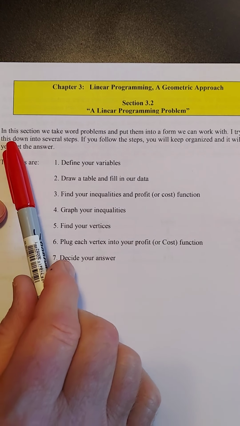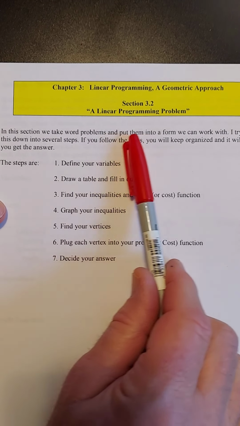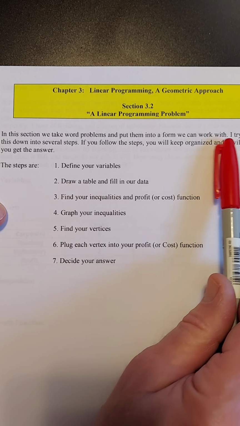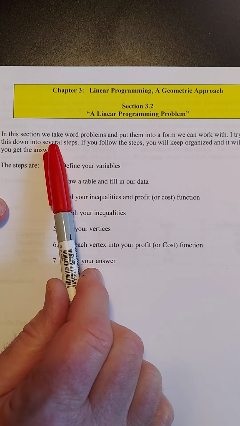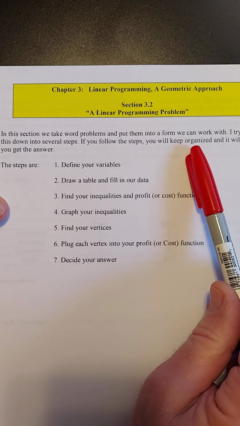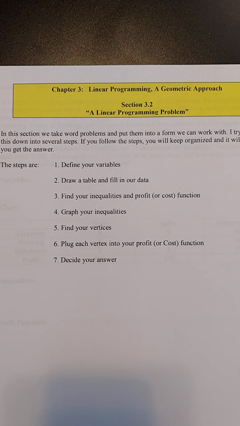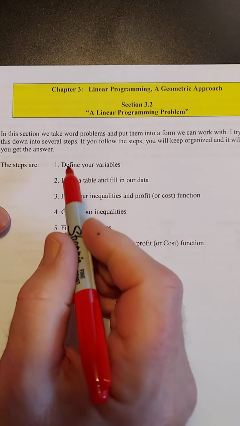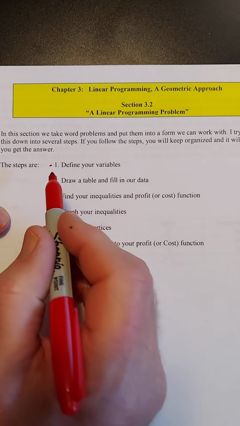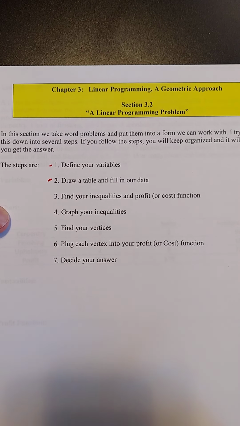Basically I've written down here, in this section we take word problems and put them into a form that we can work with, and I try to break this down into several steps. If you follow the steps, you will keep organized and it will help you get your answer. I think it's very important that you stay organized with this. So once you're given the problem, you need to be able to define your variables. You're going to draw a table and fill in the data.